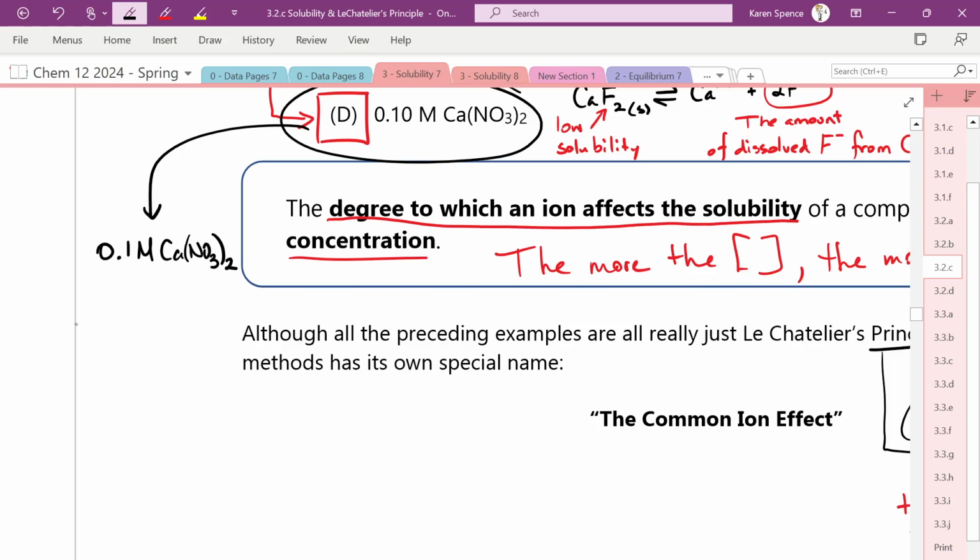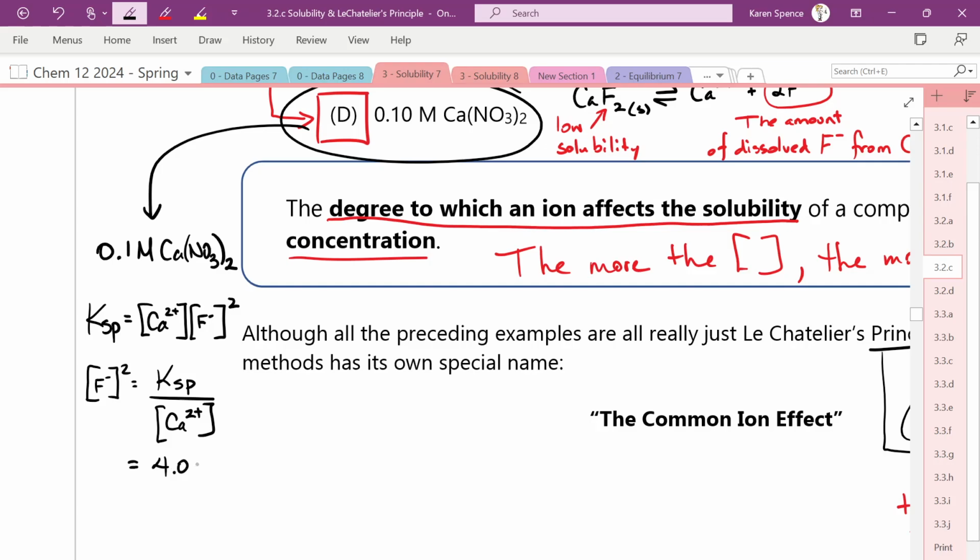All right. And we know that KSP is equal to the concentration of calcium times the concentration of fluoride squared. So if we want the concentration of fluoride squared, that's going to be equal to the KSP divided by the concentration of Ca2+. Do you remember the KSP value? 4.0 times 10 to the negative 11. And what value are we going to use for calcium concentration?